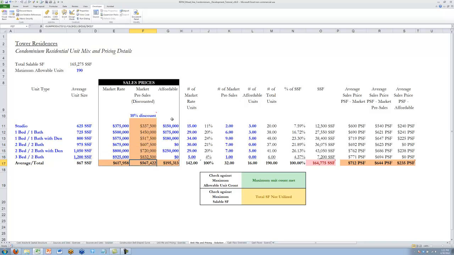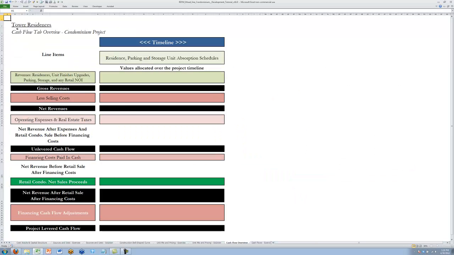For the average absolute prices for all three pricing types, which shows the layout of the cash flow tab in our model. Across the top we have our timeline as well as absorption schedules for the residences, parking, and storage units.